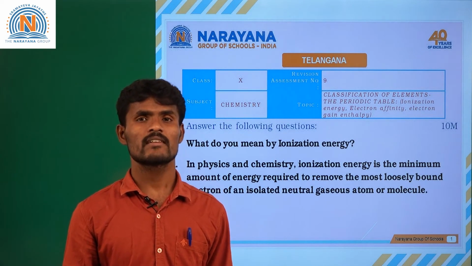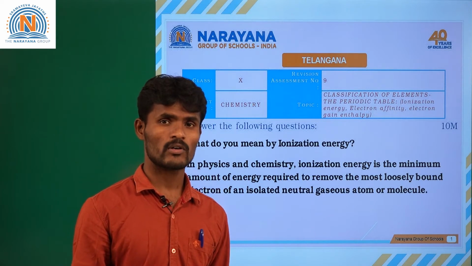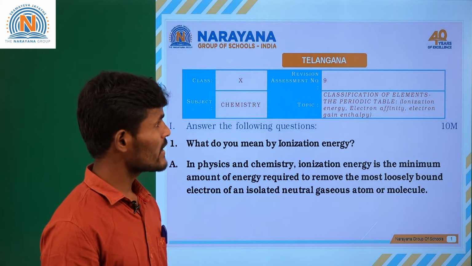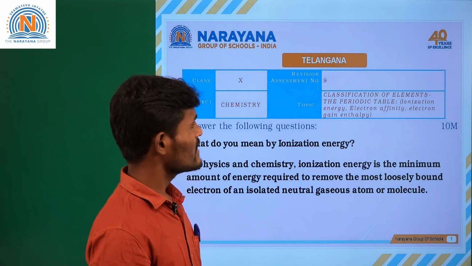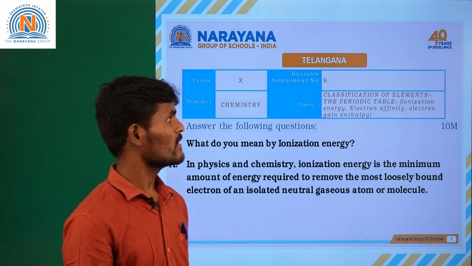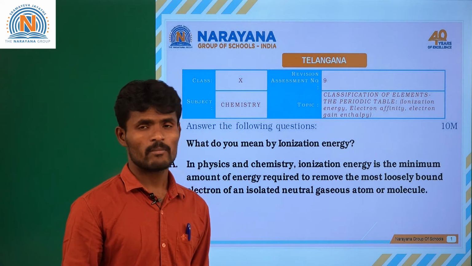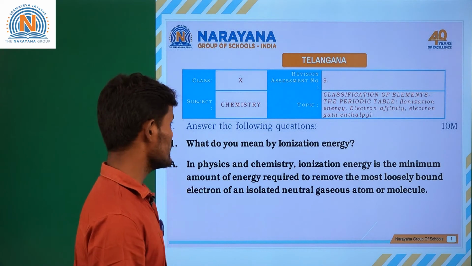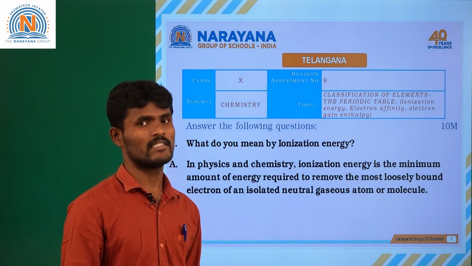Today we are going to discuss assignment number 9, 10th class chemistry. Our topic is classification of elements and the periodic table. Ionization energy, electron affinity, electron gain enthalpy. We are going to discuss one by one. Our first question is, what do you mean by ionization energy?